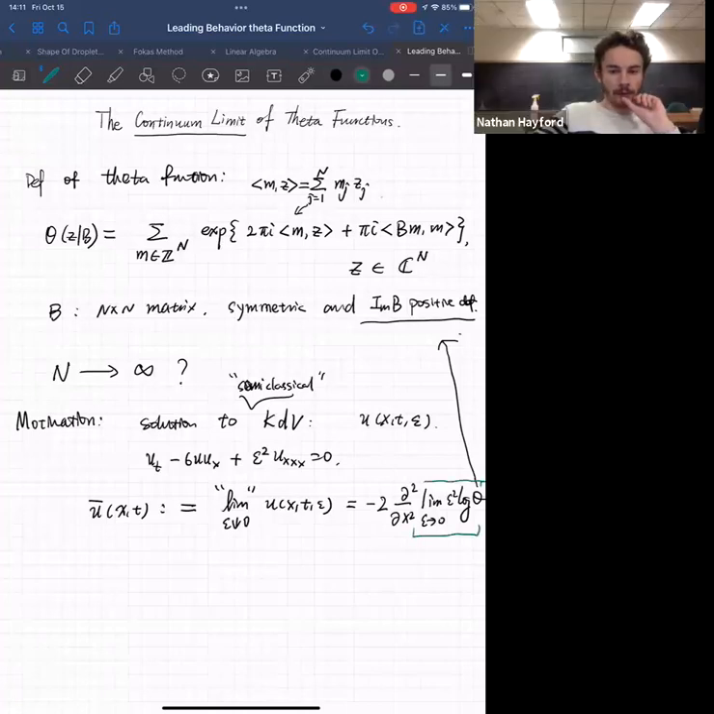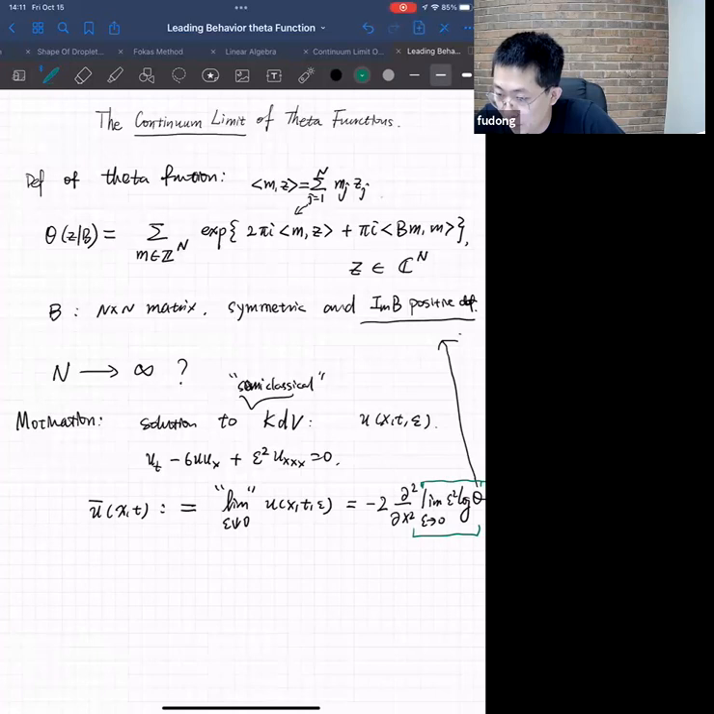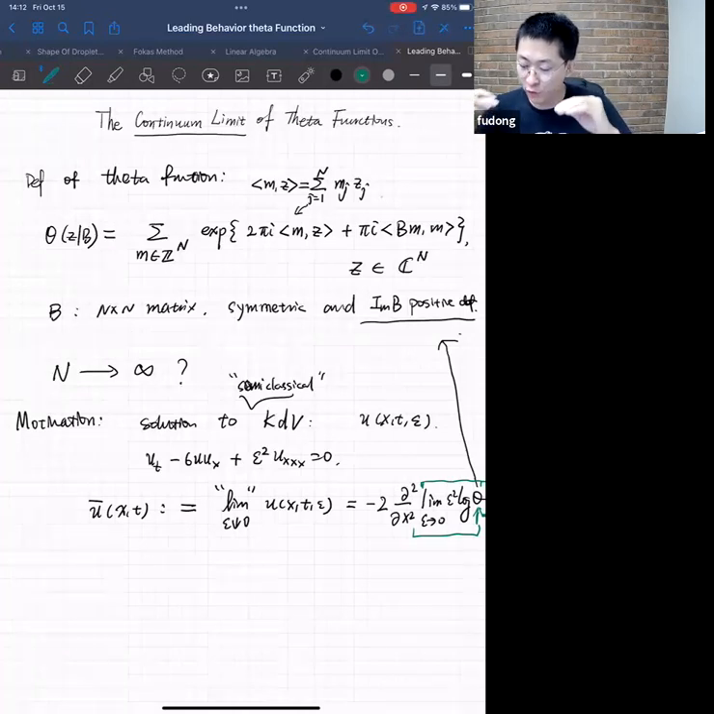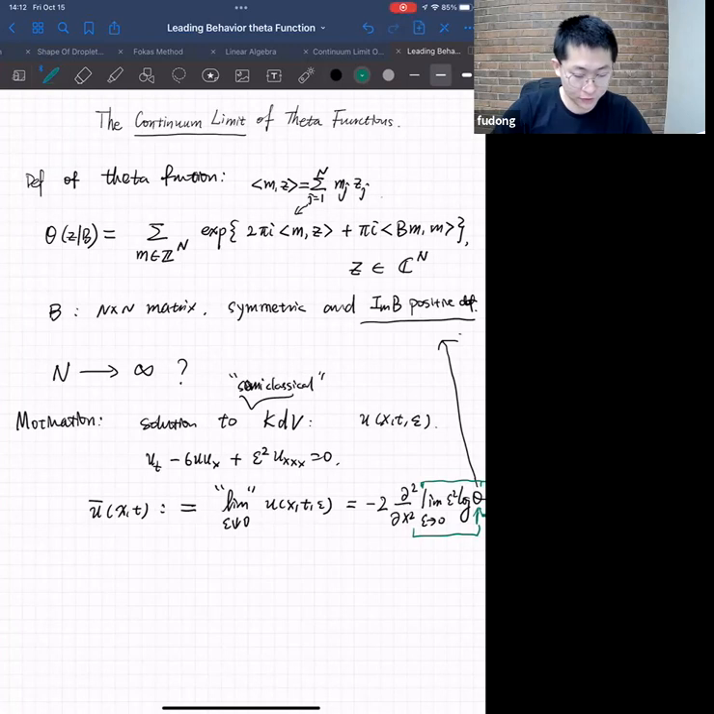A point of clarification: the choice of theta function depends on the choice of what? The spectrum you're picking for the solution to KdV? Yes, and I didn't specify what is z and what is B in this theta function. That's a very long story, and we're not going to talk about that. I will formulate the problem just based on this theta function.